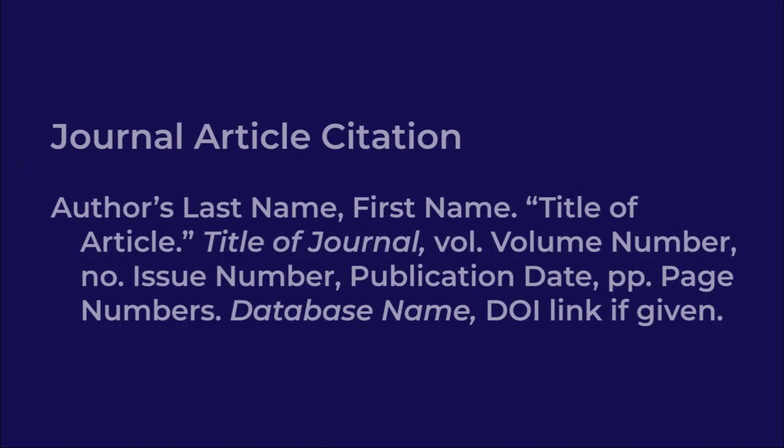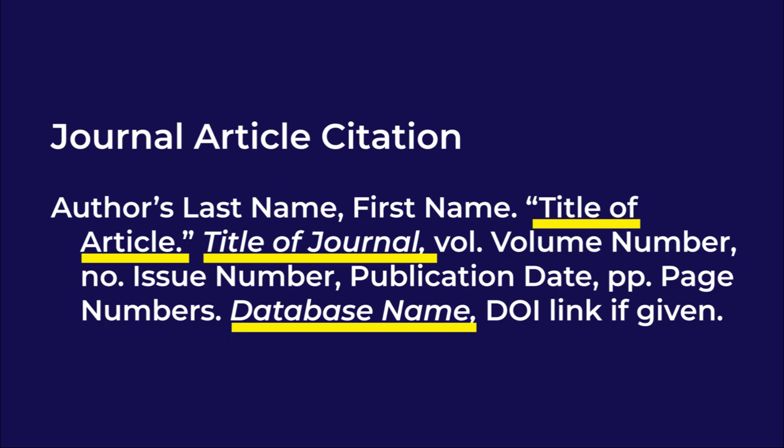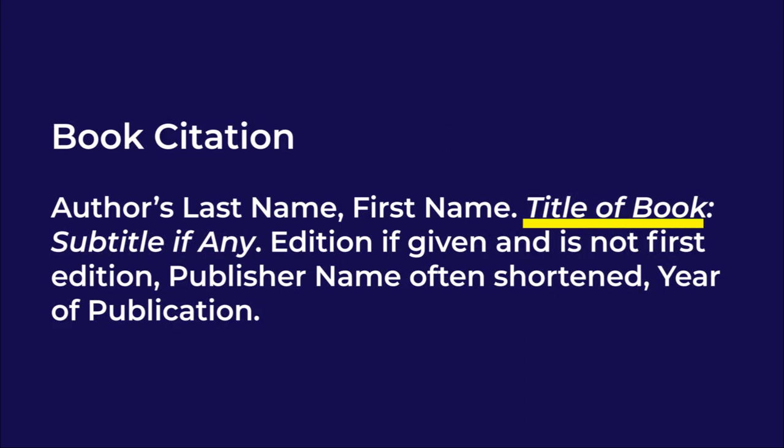For example, if you're citing a journal article, the title will be in quotations, while the title of the journal itself, as well as the database name, will be italicized. For a book, on the other hand, the title is italicized. Periods usually denote the end of a section of information, including the end of the entry, while a comma denotes more information about one piece of information. These slight differences are why it is always important to consult a citation guide.